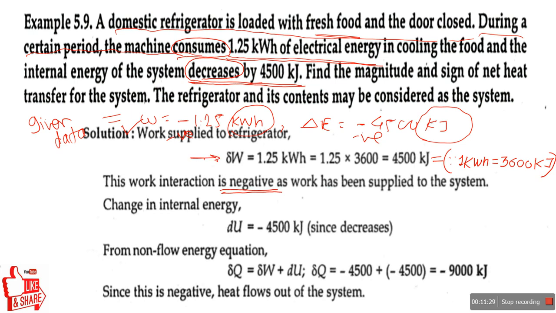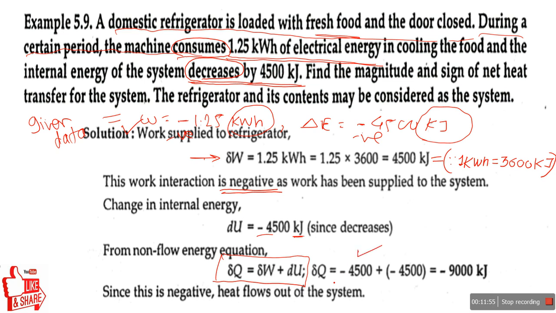So first, work is given; just convert it into kilojoule by multiplying by 3600. Why is it negative? Because work is done by the system. Then the change in internal energy decreases, so it is again minus, and it is already in the same unit, kilojoule. For the non-flow energy equation, the first law of thermodynamics simply applies here. You have to find the value of Q.